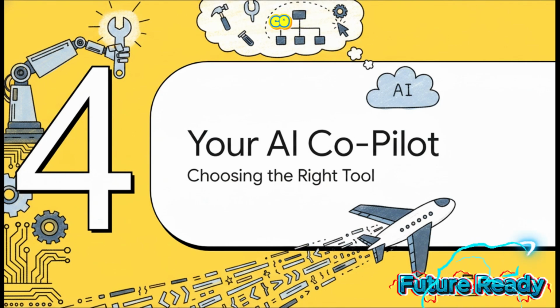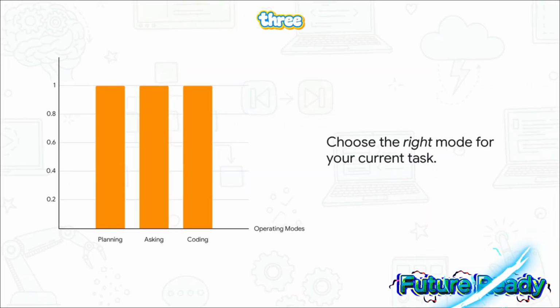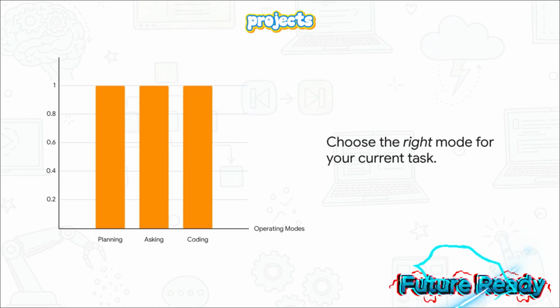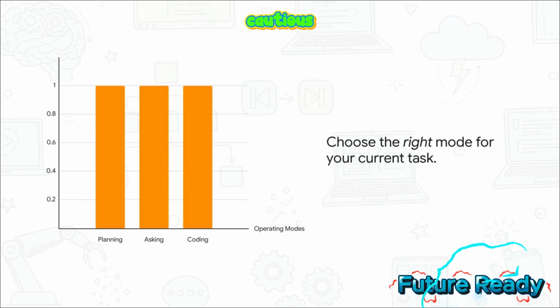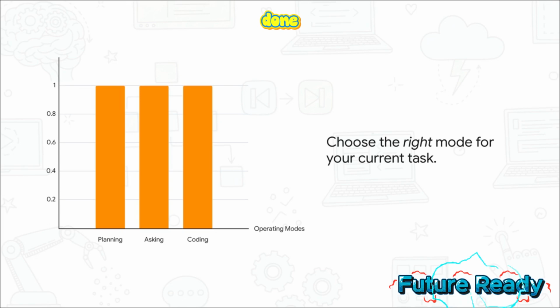And like any good co-pilot, you need to know how to work with it. Let's talk about choosing the right settings for the job. You basically have 3 ways to work with it. First, there's planning mode. Think of this as the brainstorming phase for big projects. Then you have asking mode, which is the default. This is the polite, cautious mode. It'll suggest what to do next and wait for you to say go ahead. And then there's coding mode. This is when you trust it to just get the job done, acting automatically to keep things moving fast.